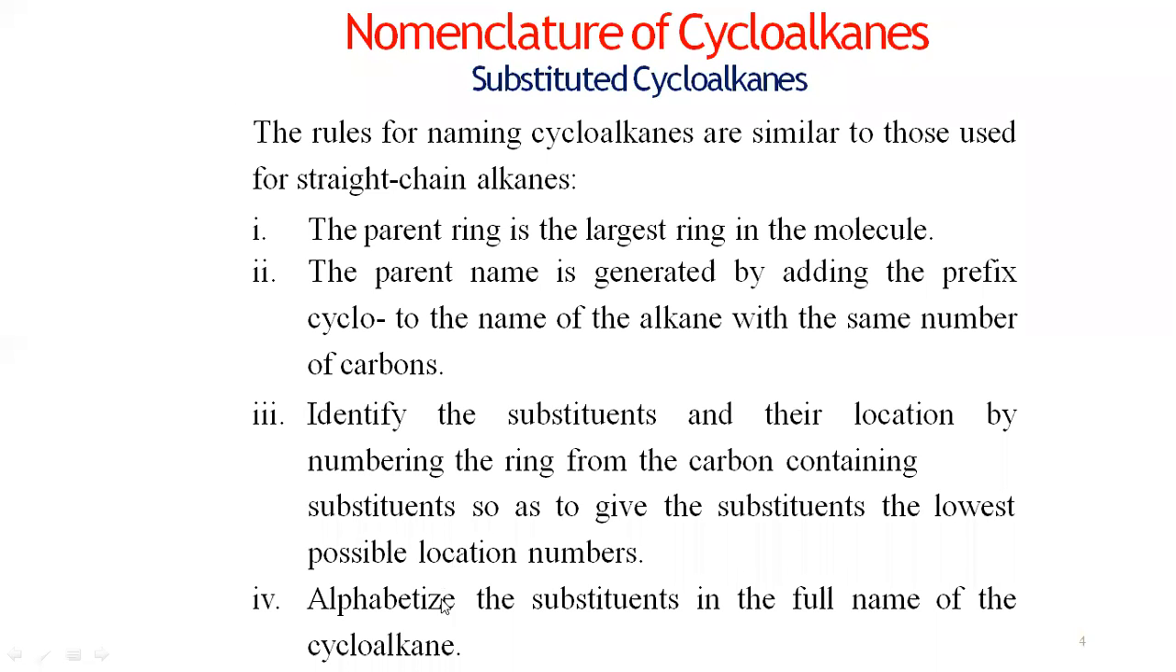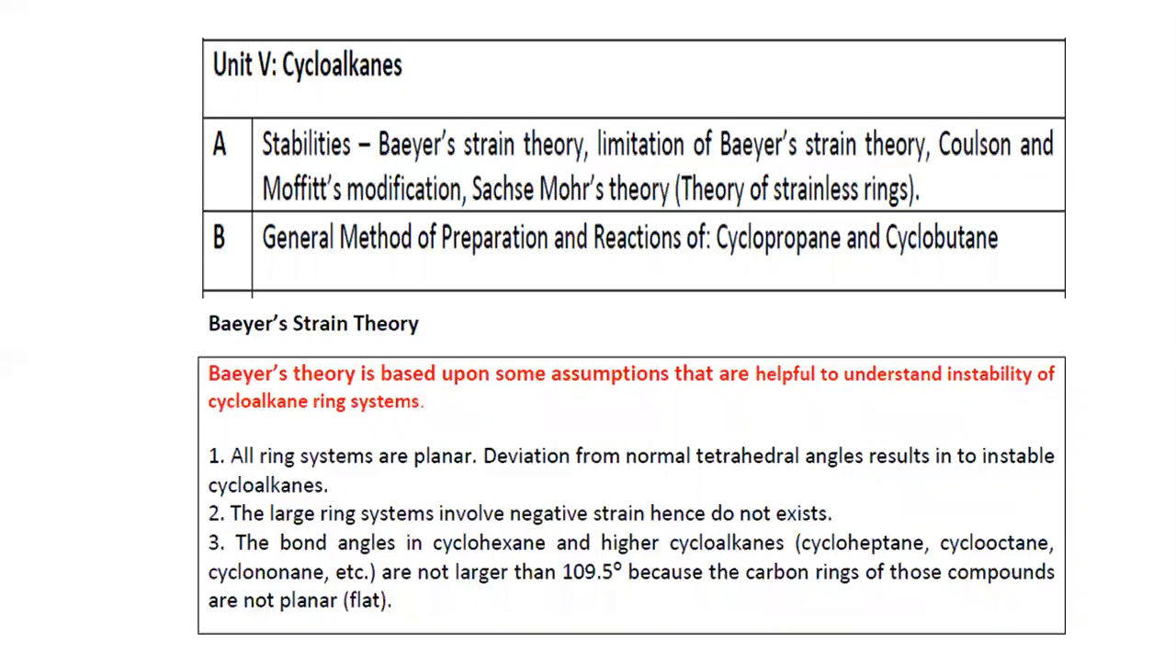Then the substituents are arranged in alphabetical order in the full name of the cycloalkane. So we arrange the substituent names alphabetically and complete the name of that molecule. So this is with respect to cycloalkane. What is cycloalkane? What are the examples of cycloalkanes? What will be the rules for nomenclature of cycloalkane? This is the introductory part of what we have discussed up till now.